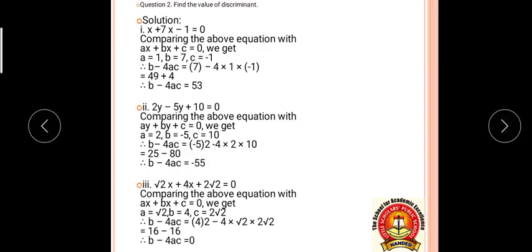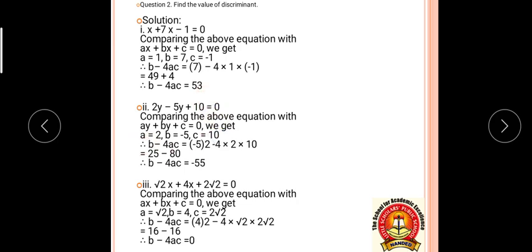Find the value of discriminant. If the question asks to find the value of discriminant, no need to calculate the roots. Just you have to find b square minus 4ac, because as I explained, b square minus 4ac we call the discriminant of the quadratic equation. Now the equation is x square plus 7x minus 1 is equal to 0. Comparing the above equation, a is equal to 1, b is equal to 7, c is equal to minus 1. So b square minus 4ac is equal to 7 square minus 4 into 1 into minus 1. You will get the discriminant b square minus 4ac, that is 53.